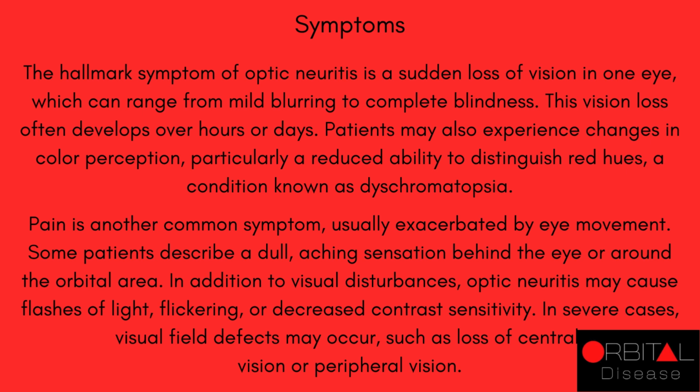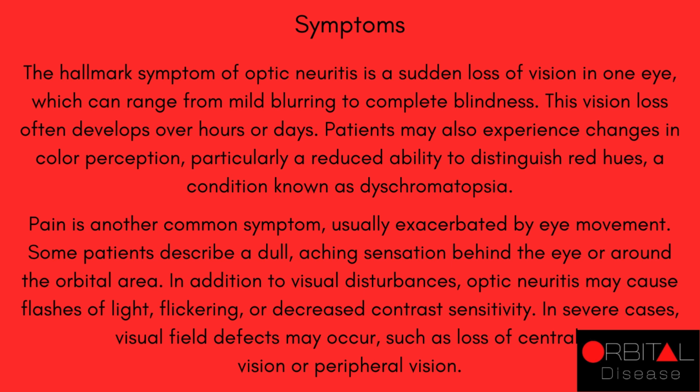Symptoms. The hallmark symptom of optic neuritis is a sudden loss of vision in one eye, which can range from mild blurring to complete blindness. This vision loss often develops over hours or days. Patients may also experience changes in color perception, particularly a reduced ability to distinguish red hues, a condition known as dyschromatopsia. Pain is another common symptom, usually exacerbated by eye movement.